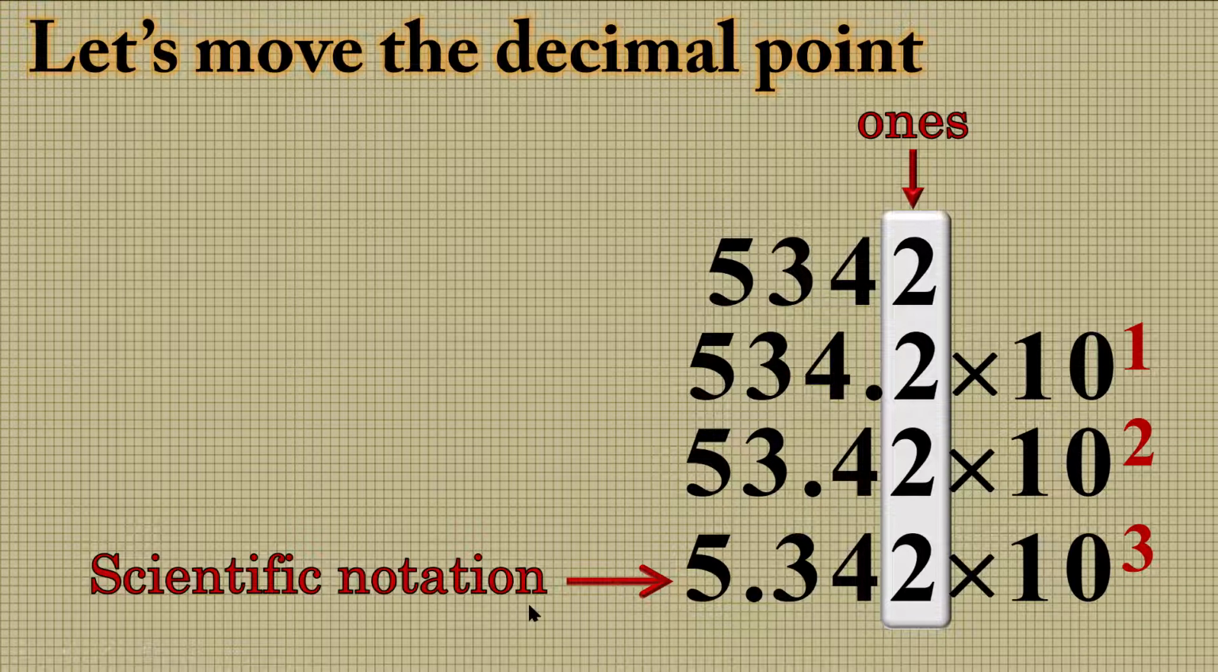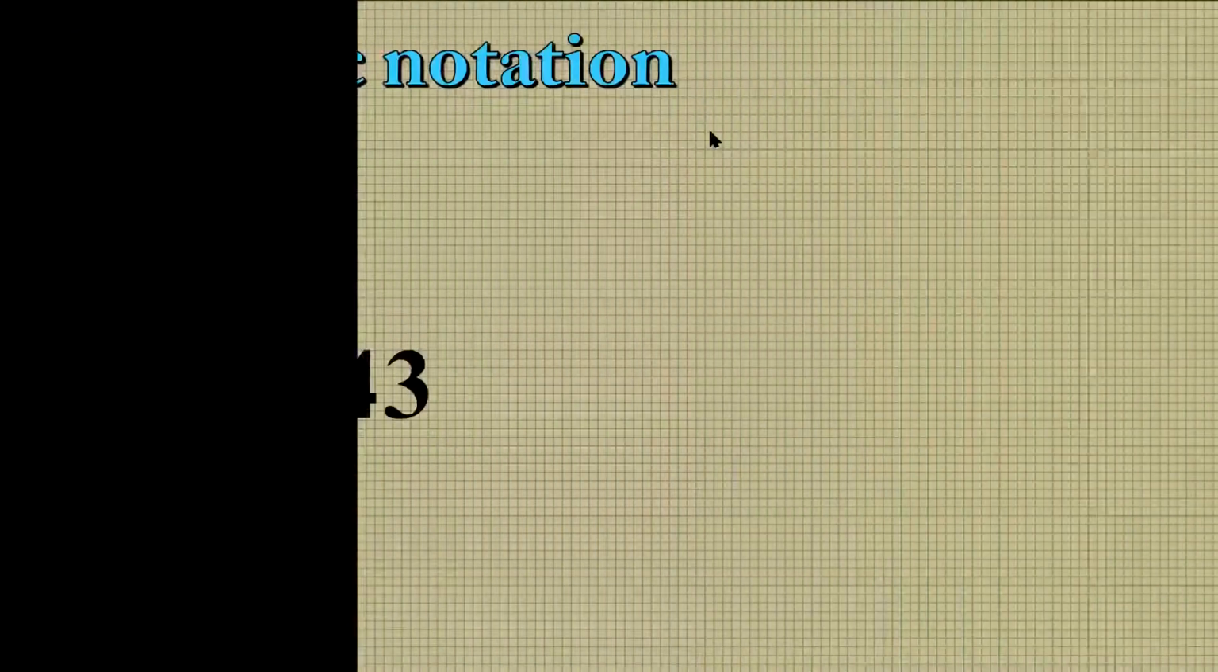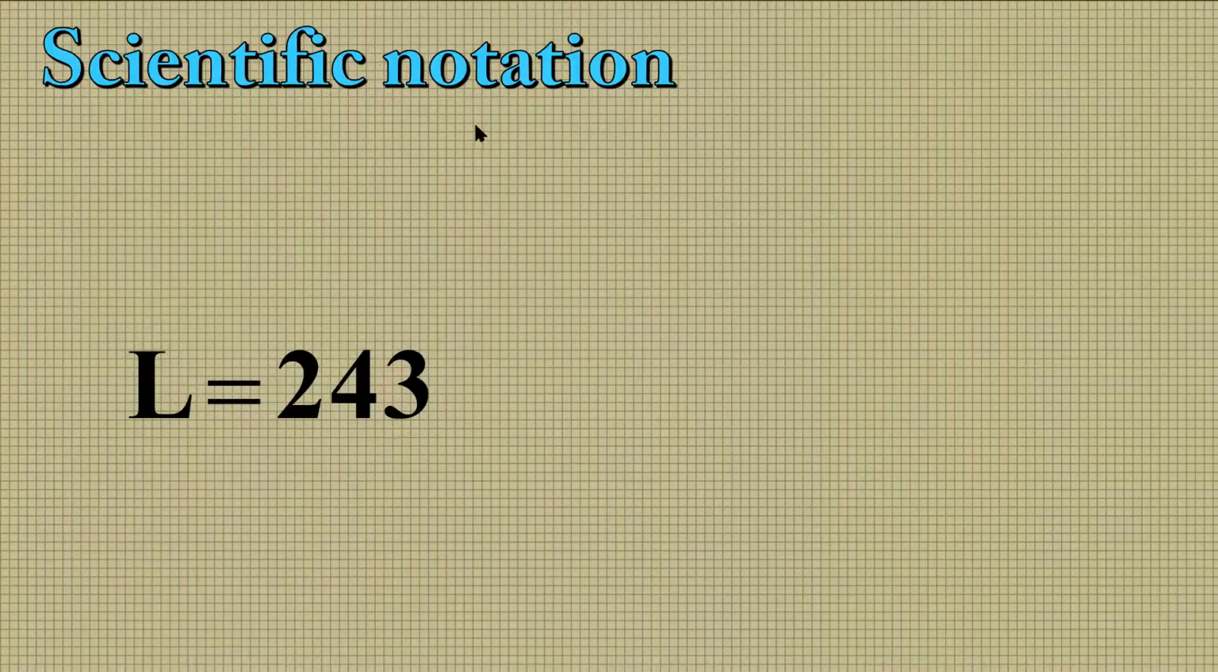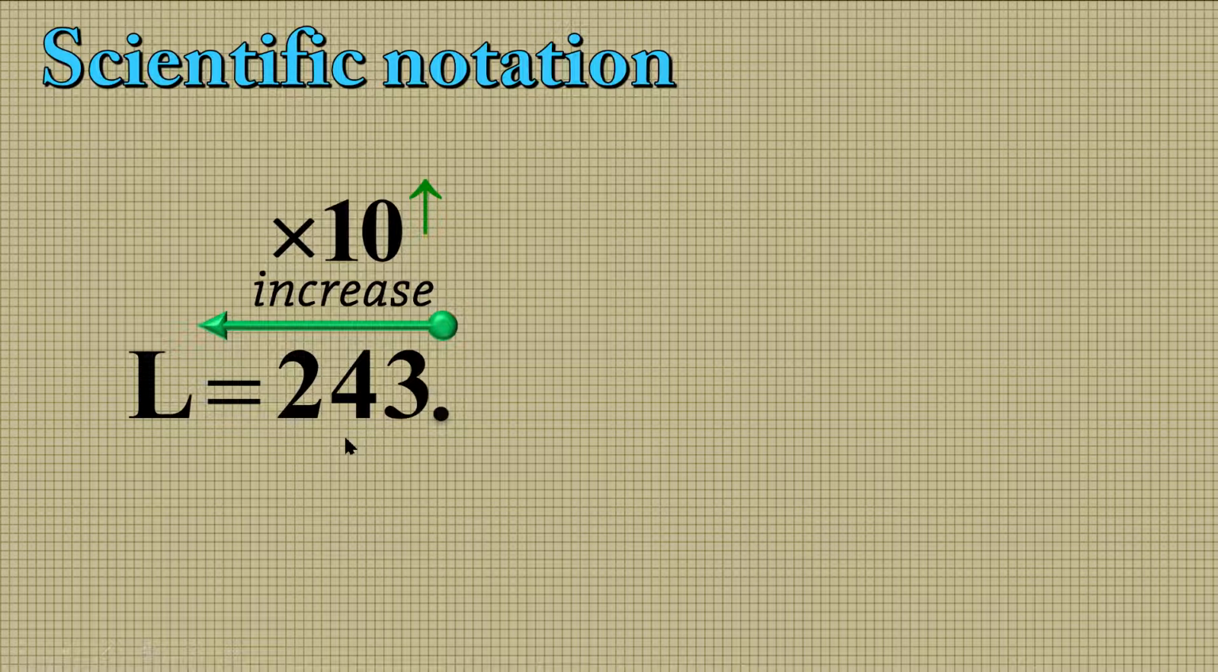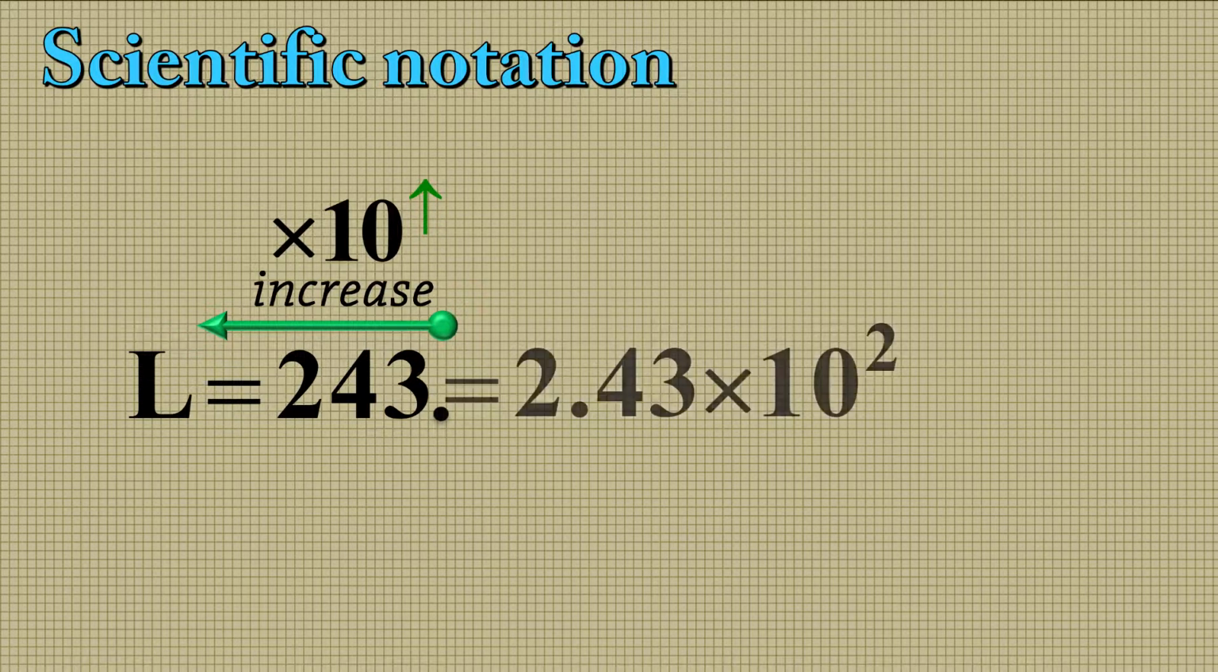This is scientific notation. Let's introduce the scientific notation. Suppose that this is a given number, which could be, for example, the length of an object, 243. By default, I can put a decimal point on the right side after the last right digit. If I take it 2 steps leftward, I will increase the exponent by 2. So it will be 2.43 times 10 to 2.